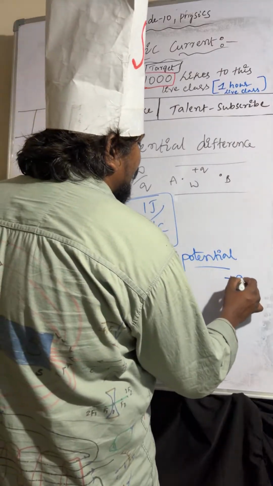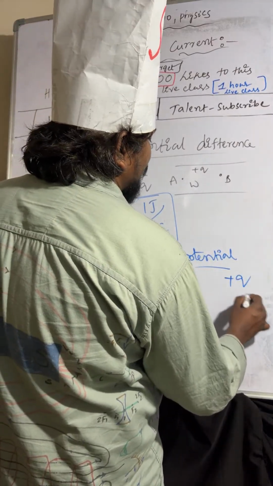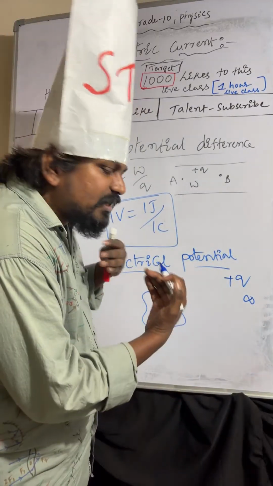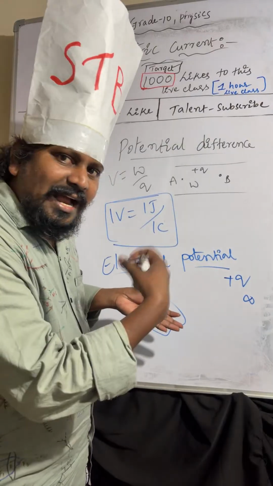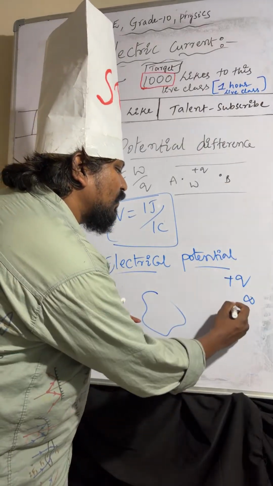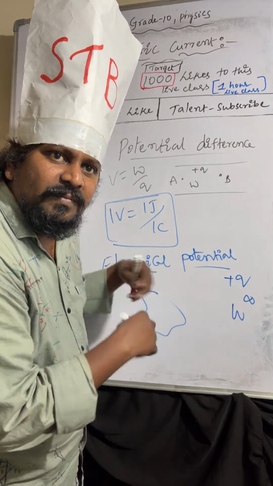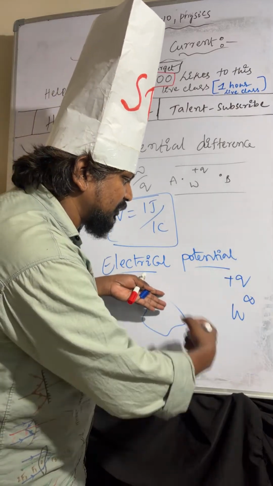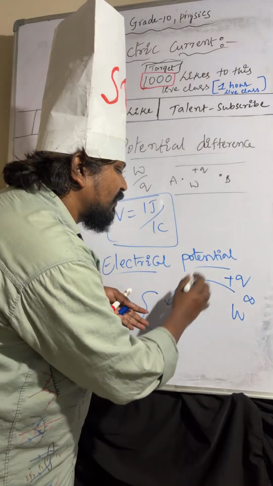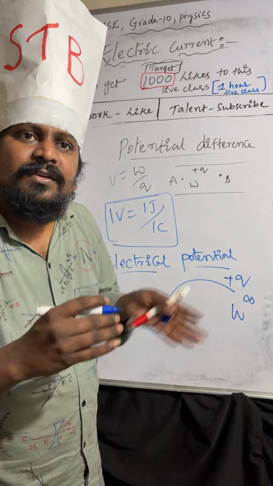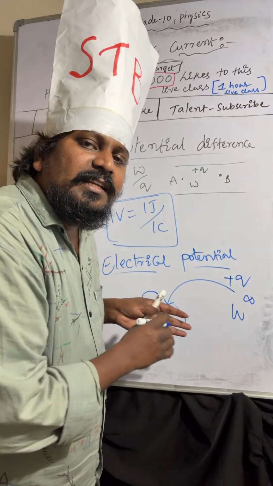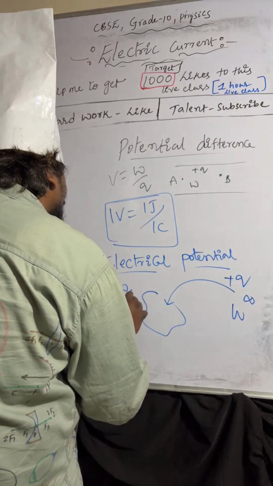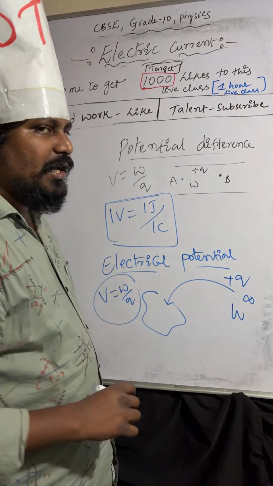So here this is the positive charge. This is at infinity. This is our required field. We are doing work to bring the positive charge from infinity to the required field. That is called electrical potential. V equal to W by Q.